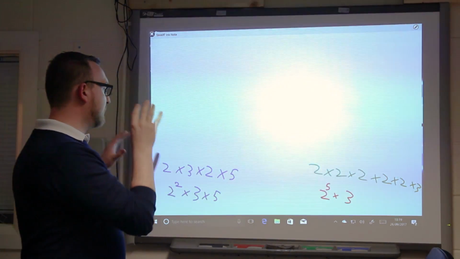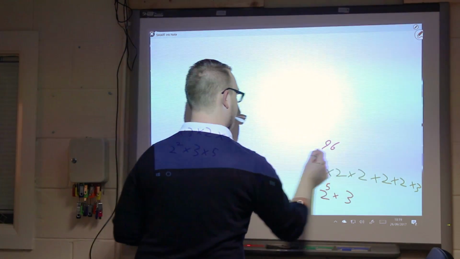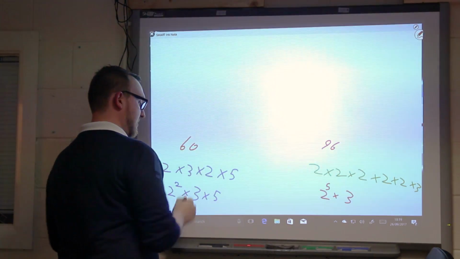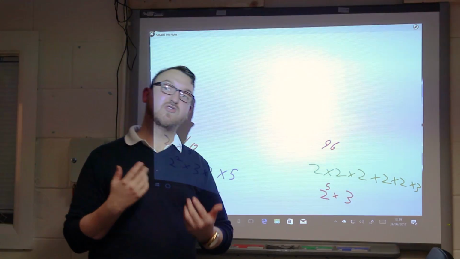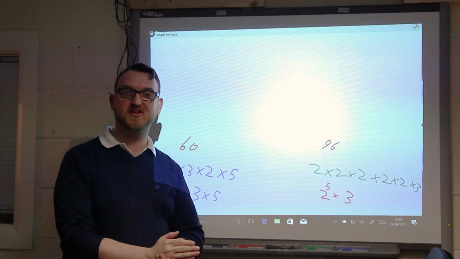Now that we've broken down those two numbers, 96 and 60, into their prime factors, we can start to compare those numbers. And again, that's important for cybersecurity, and it's also important for your GCSE exam.